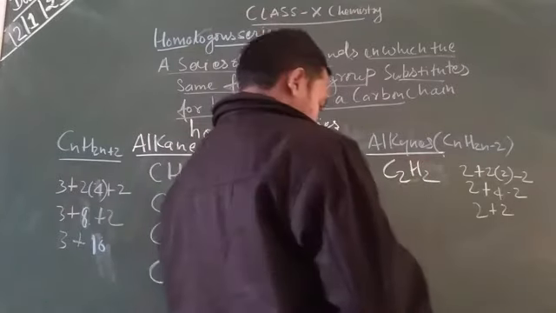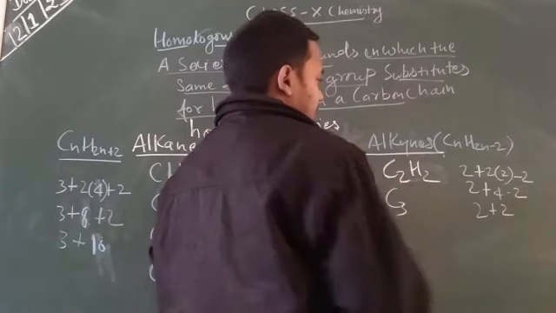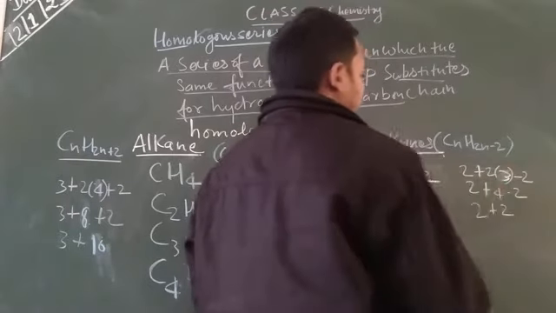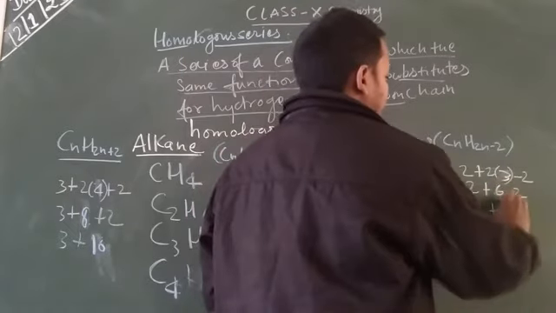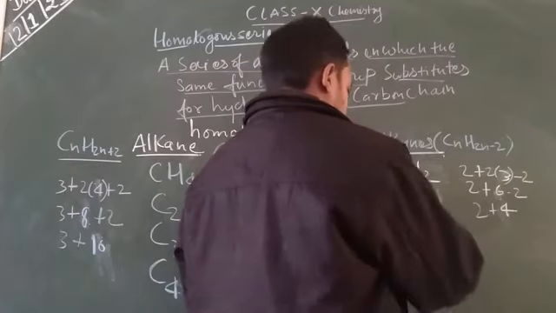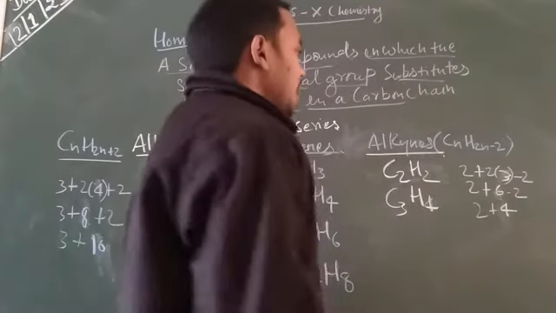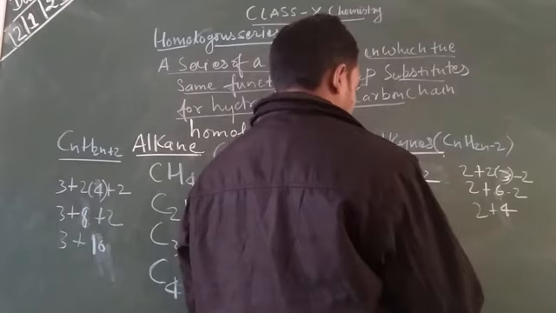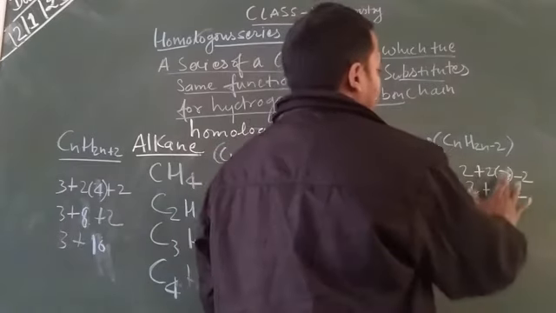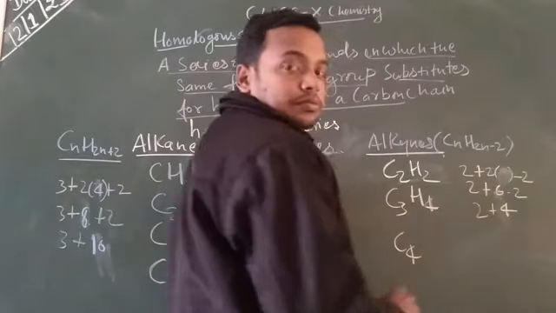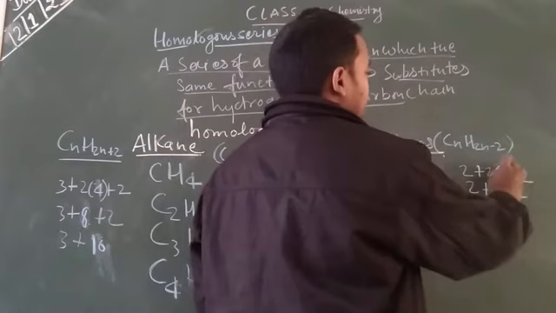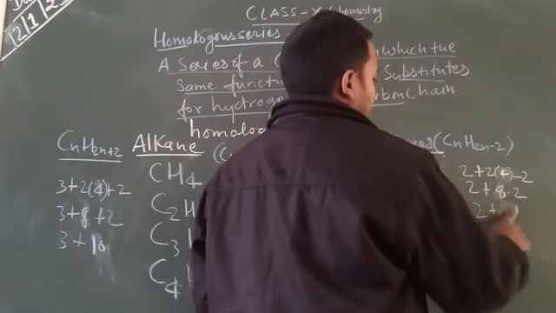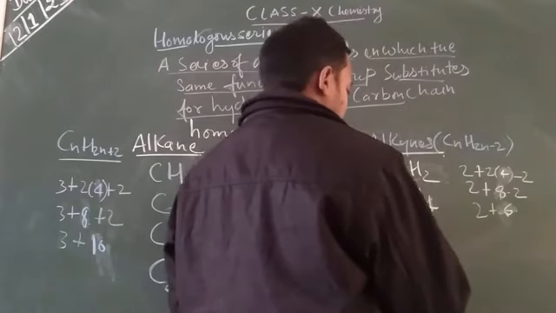Now C3: C3 and here remaining is 4, so C3H4. And now C4: 8 minus 2 becomes 6, so the number of hydrogen is 6.